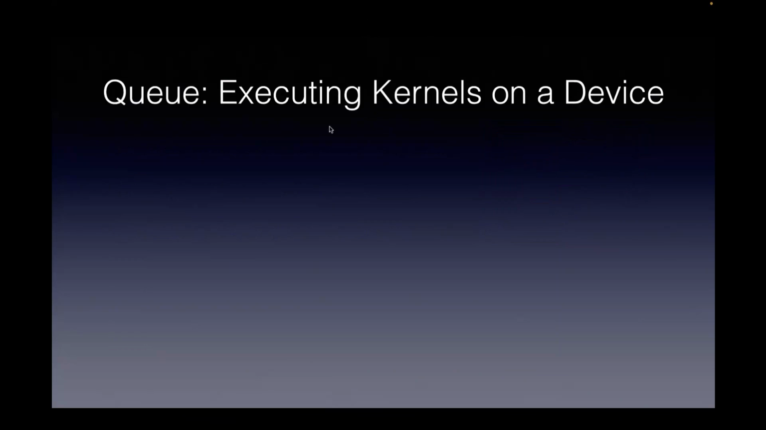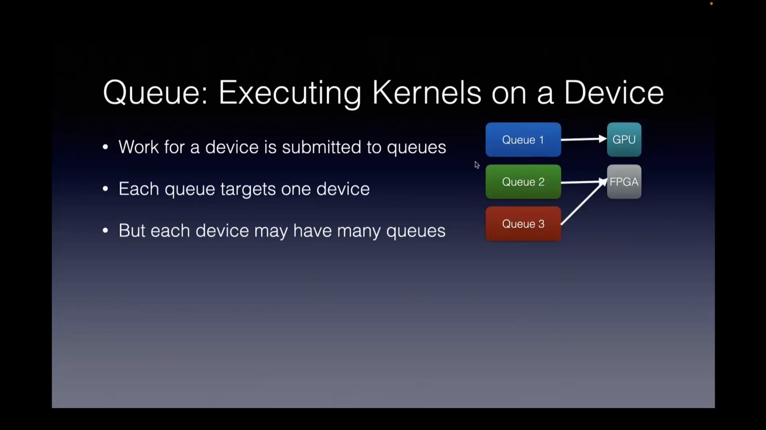Okay, so let's talk a little bit about queues, which is one of the important concepts of actually executing kernels on a DPC++ device. So a queue is essentially the construct that enables you to decide what needs to run on a particular target. So work for a particular device is submitted to a queue, and each queue has specifically one target on which you want to run a particular code. However, a given device might have multiple queues that feed into it.